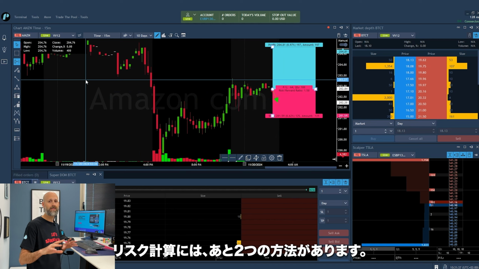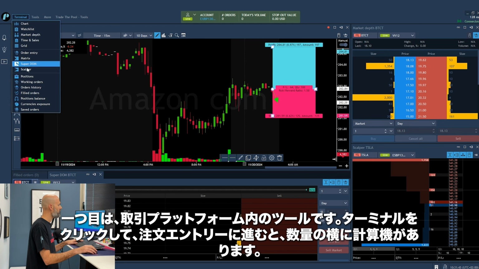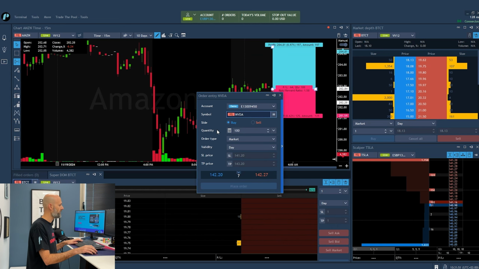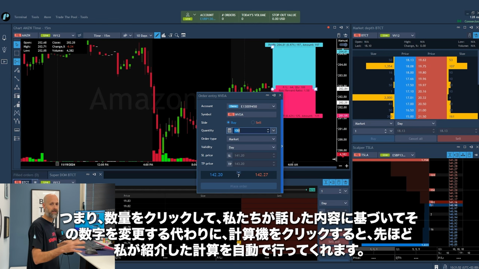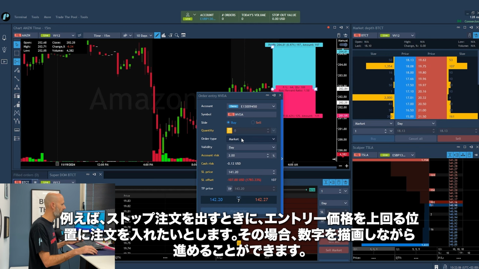We have two more ways that we can deal with the risk calculation. One is also a tool that we have in the trading platform. If you click on terminal and then go to order entry, here you have a calculator right next to the quantity. So instead of clicking on quantity and modifying that according to what we just talked about, you can click on the calculator and that will do the calculation for you, the one that I just presented.